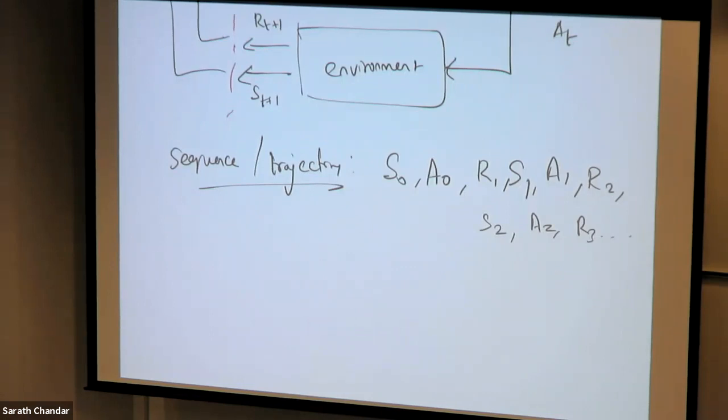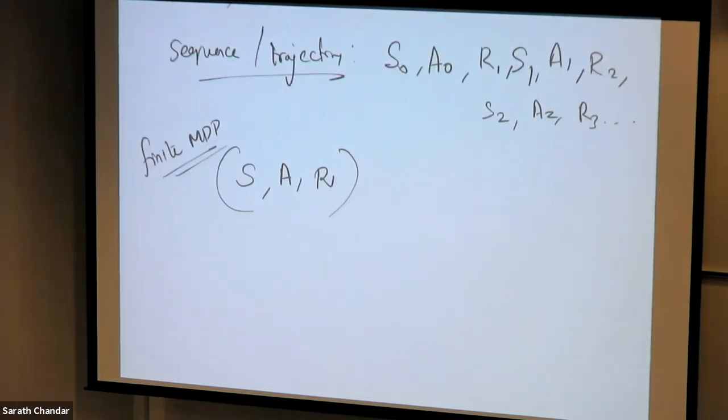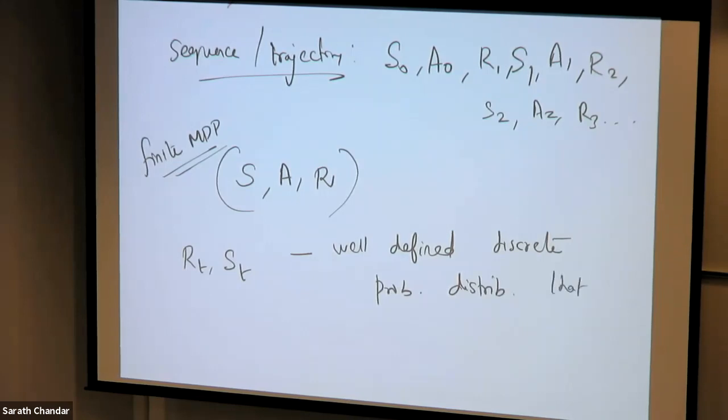Right? Now, as you can see, there are 3 elements in this picture. Okay? States, actions, and rewards. Right? Now, a finite MDP is defined by these 3 entities: a finite set of states, not infinite, okay? Actions, a finite set of possible actions, and rewards, a finite set of possible rewards, okay? So they all have a finite number of elements, okay? Now, when I say I have a finite set of actions and rewards, then I can actually model them as discrete probability distributions, right? So basically, R_t and S_t are well-defined discrete probability distributions that depend only on the previous state and action.